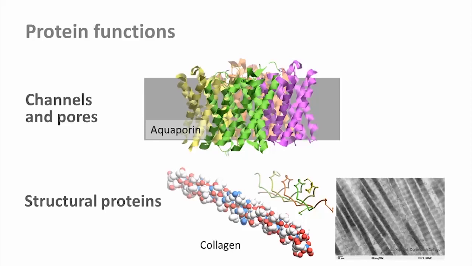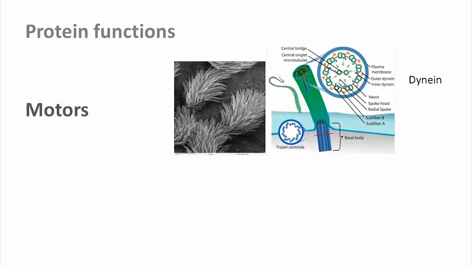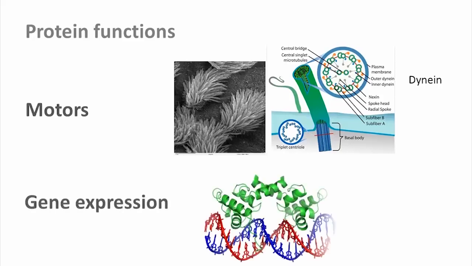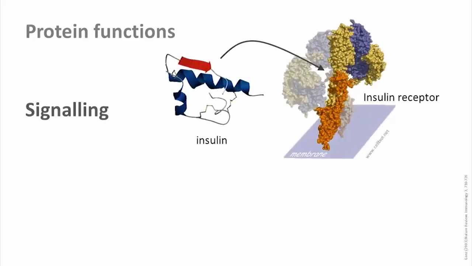All active movement in the cell is done by motor proteins, mainly myosin, kinesin, and dynein, as we see here in cilia. The control of gene expression is also in the hand of proteins, including the large protein class of transcription factors. Many hormones and practically all hormone receptors are proteins as well, and of course it is proteins again that relay and amplify hormones and other signals in the cell.